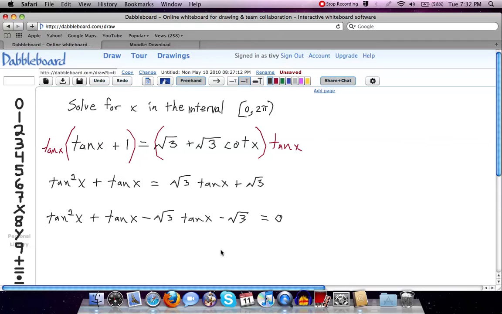Okay, now, when you look at this, it's a quadratic. You could use the quadratic formula. You might have to combine a few things, like these two middle terms, so it's an ax squared plus bx plus c form. But I don't think we have to do that. I think this can be factored.